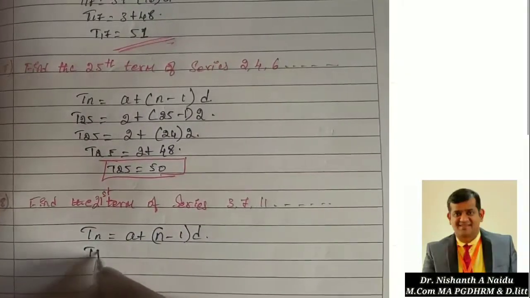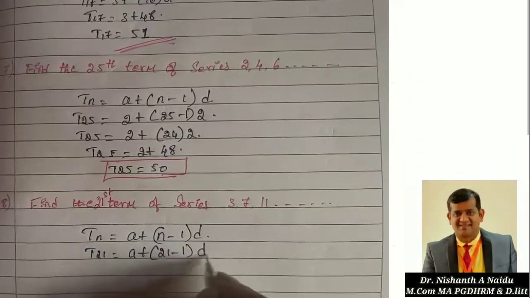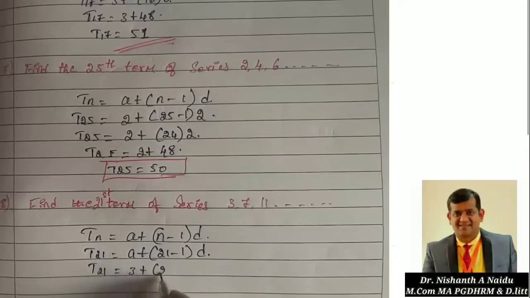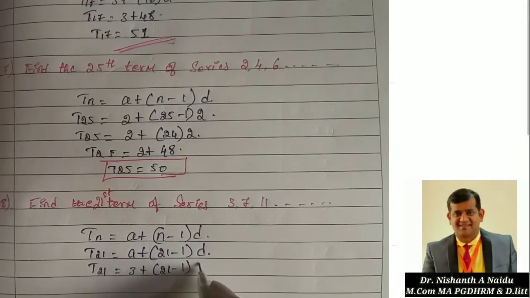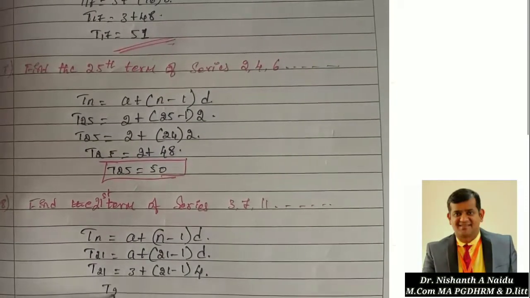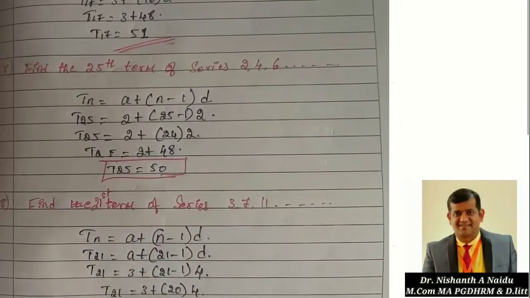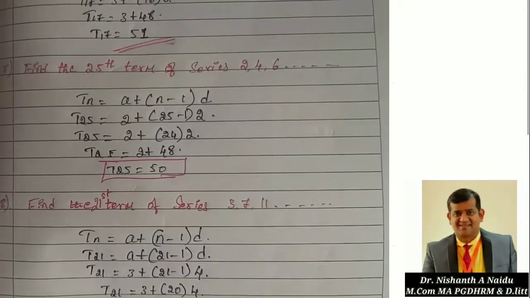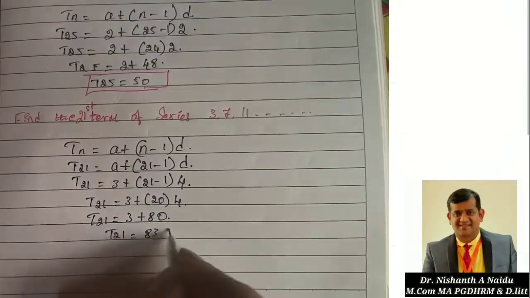So we know 21st term is a plus 21 minus 1 into d. So T21 equals a is 3, 3 plus 21 minus 1, common difference is 4, right? So T21 equals 3 plus 20 into 4. 20 fours are 80. So T21 equals 3 plus 80, equals 83 is the answer.